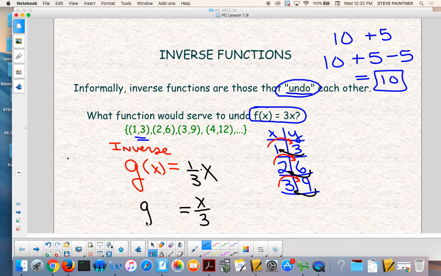I really thought you guys would say x divided by 3. Because why? What undoes multiplication? Division. I thought you'd say x divided by 3 would work. This is the same thing as this. Does this really work? If you put in 3, do you get the 1? Yeah. If you put in 6, do you get the 2? Yes. And if you put in 9, do you get back to 3?